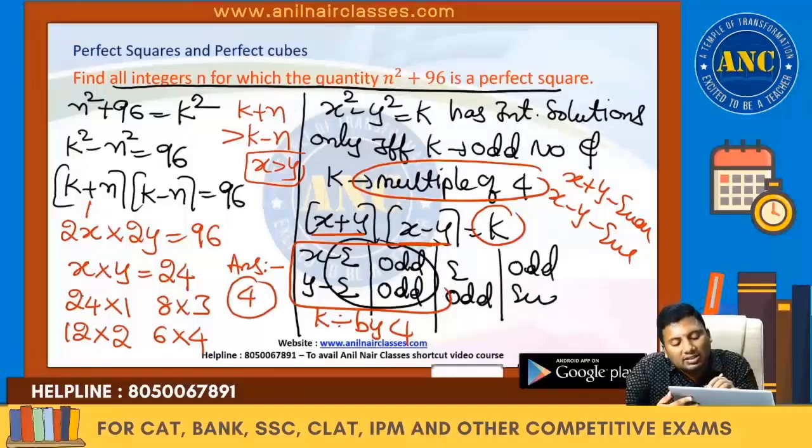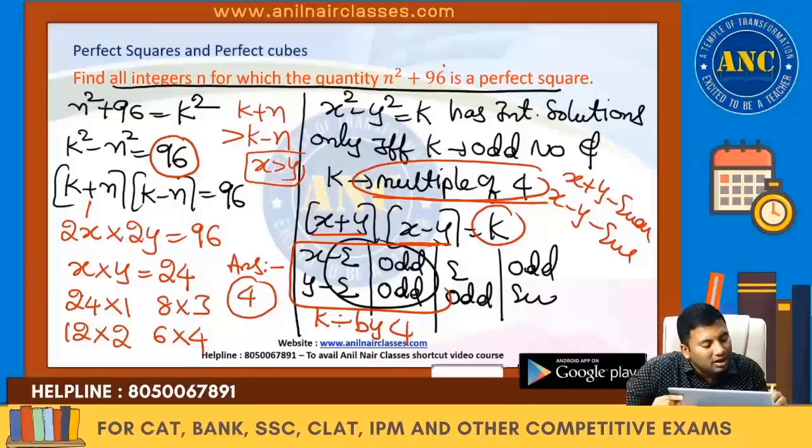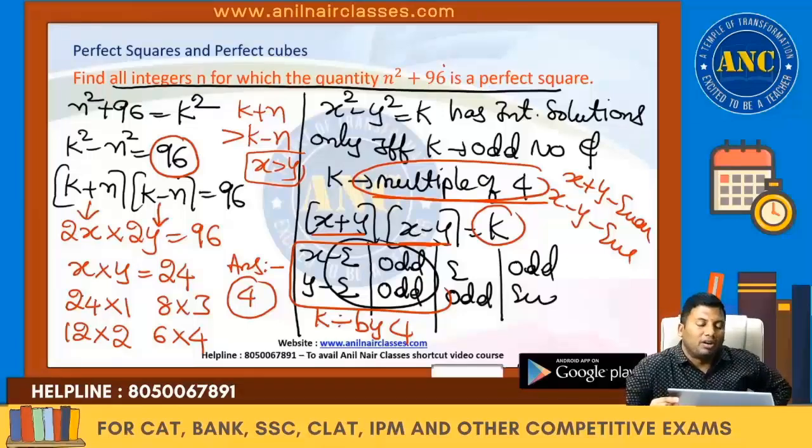Because the right hand side is given as 96, which is a multiple of 4, I solved it in this way. Are you with me? If k is a multiple of 4, and if x plus y is an even number, x minus y is also an even number. Any even number is of the form 2 times something. I hope this logic is clear. Don't keep on factorizing 96, 1 into 96, 2 into 48. Do it like this. I hope this question is clear to you.